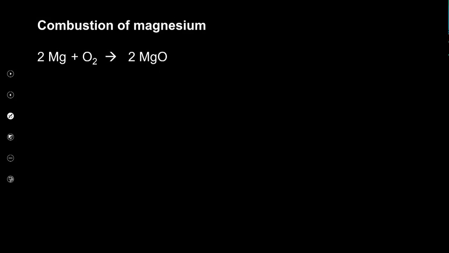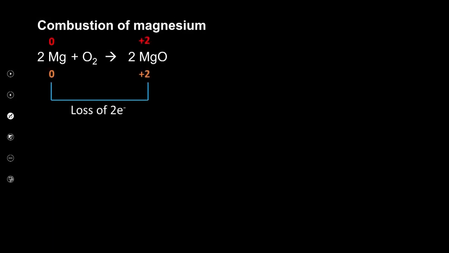Then we are saying that 2 moles of magnesium reacts with a mole of oxygen to give us 2 moles of magnesium oxide. So the ratio is 2:1:2. So this is basically the stoichiometric ratio in which they react. What else are we saying?